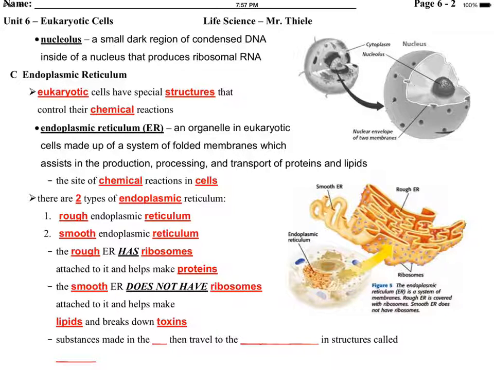They're a combination of proteins and ribosomal RNA, and they read messages brought from messenger RNA telling them which proteins to make, and then the proteins go and do the work in the cell. So substances that are made in the endoplasmic reticulum, or the ER, then travel to the next structure we'll look at, which is called the Golgi Apparatus, sometimes called the Golgi body, in structures called vesicles. So there's two structures we'll look at here. We have Golgi Apparatus, or Golgi body, and vesicles.